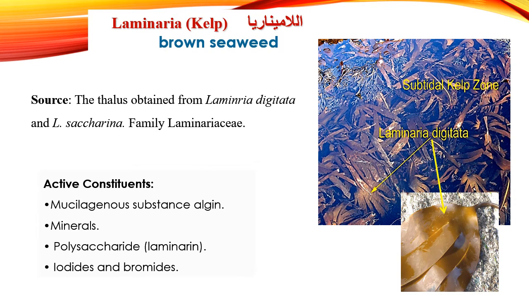Second organism is laminaria or kelp or brown wheat. The thallus obtained from Laminaria digitata and Laminaria saccharina family Laminariaceae. This is colony of laminaria or kelp near the shores, and enlarged photograph of laminaria.